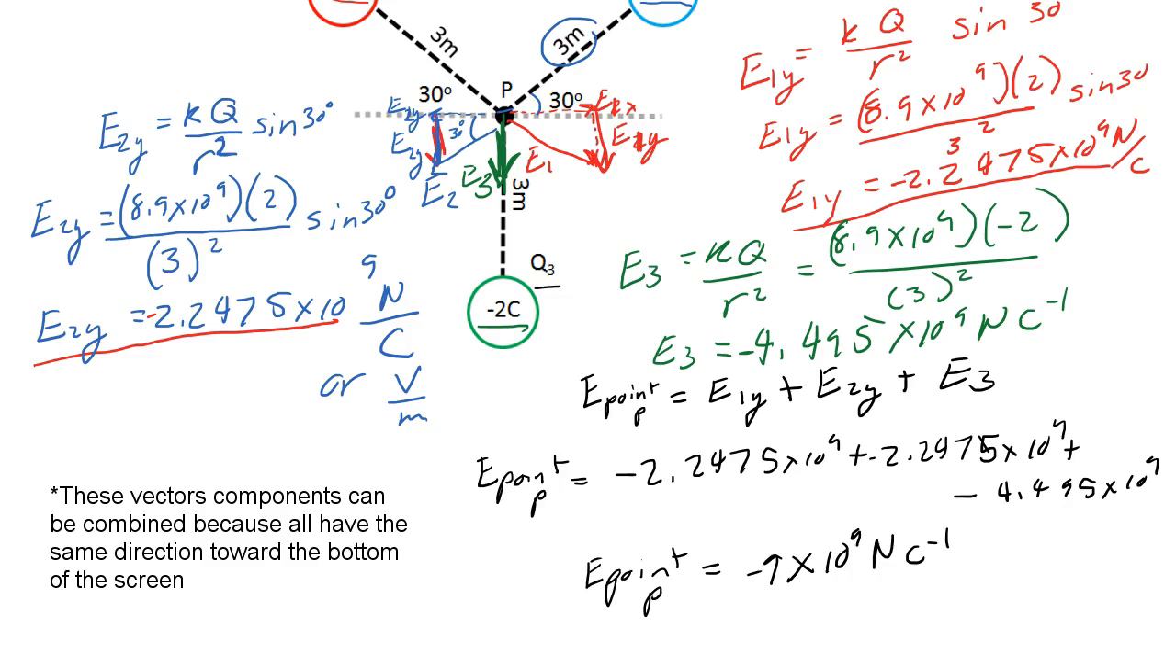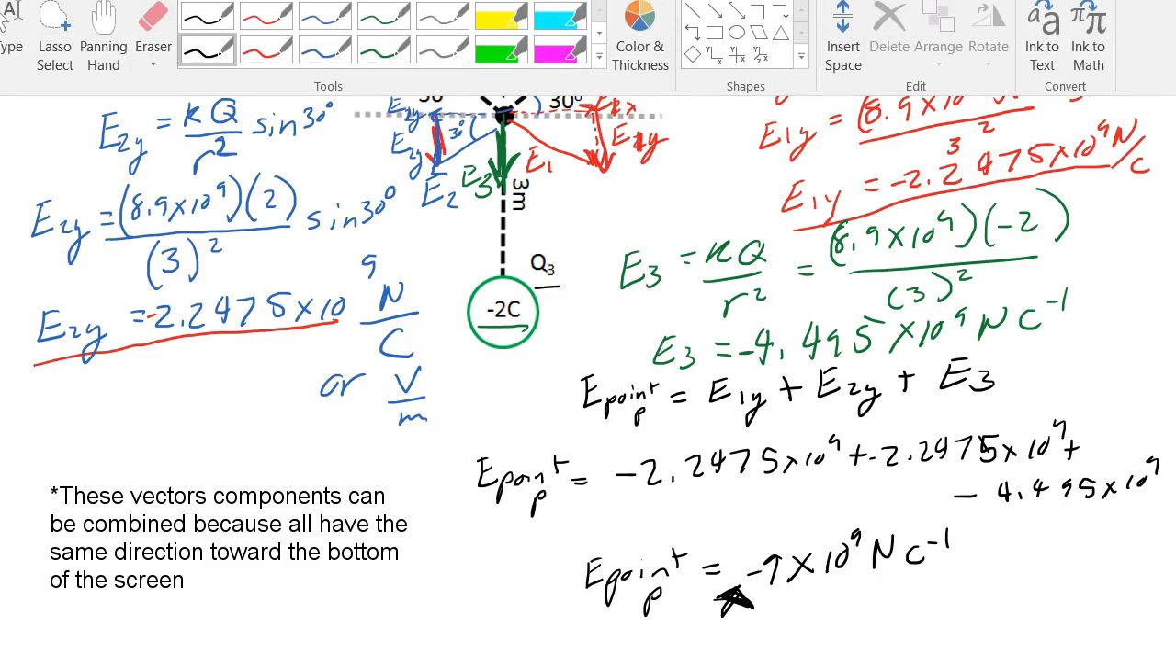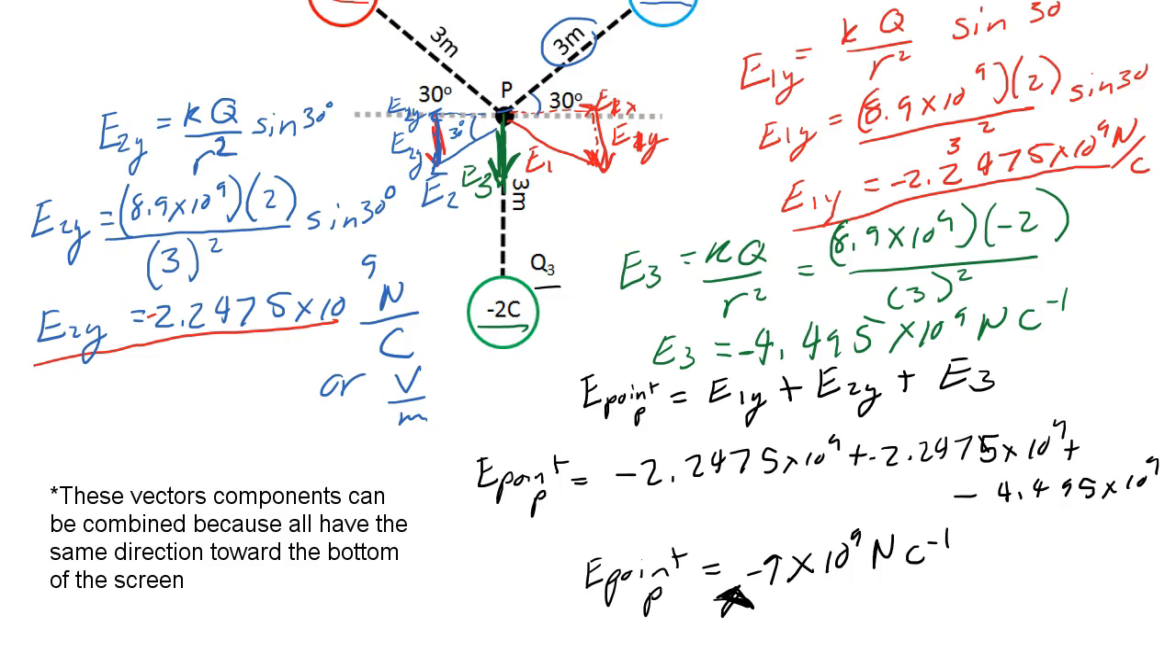Now, electric field strength is never negative. So this minus sign here doesn't indicate that I have a negative electric field. It just indicates that I have a direction to my electric field that is toward the bottom of the screen. So what I'm going to do is erase that minus sign and replace it with a direction. So it's 9 times 10 to the 9 newtons per coulomb downward, or south.